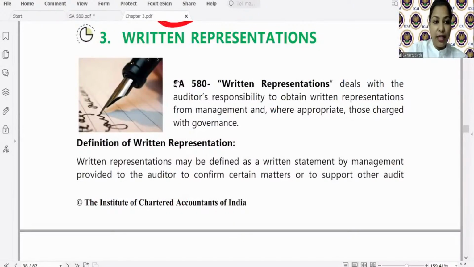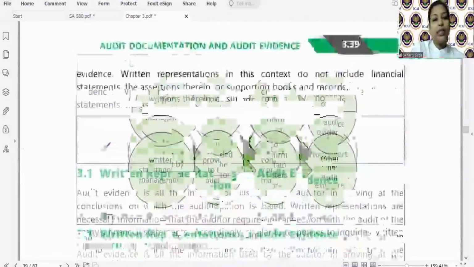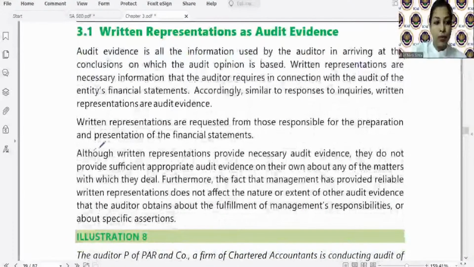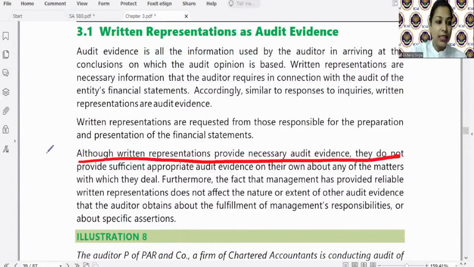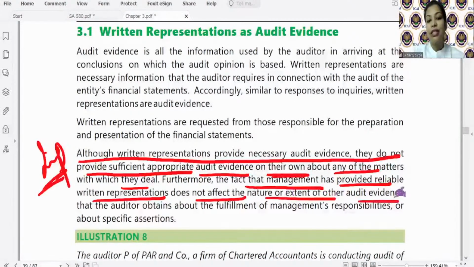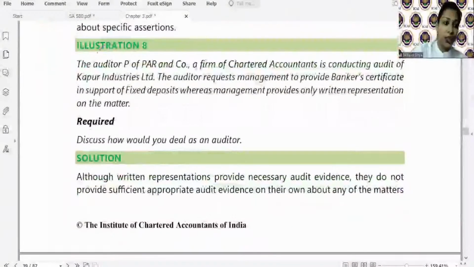So SA 580, right? Written representation. Auditor's responsibility to obtain written representation from management or, where appropriate, those charged with governance. What is the definition? These are written statements by management provided to the auditor to confirm certain matters or to support other audit evidence. Although written representations provide necessary audit evidence, very, very important for true false MCQ, they do not provide sufficient appropriate audit evidence on their own about the matters. And furthermore, the fact that management has provided reliable written representation does not affect the nature and extent of other audit procedures.